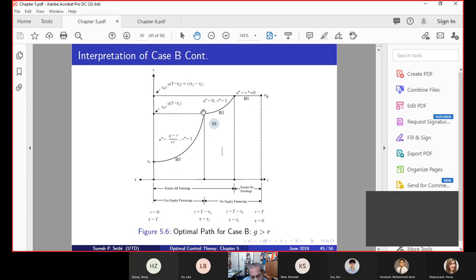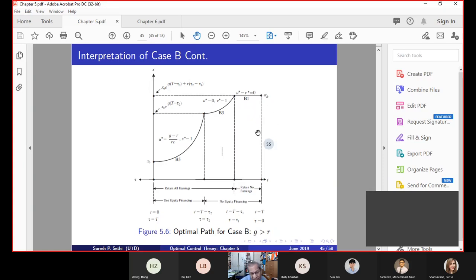But then I stop growing at rate G, and I will only grow at rate R, because remember, this is the growth out of retained earnings. And then at some point, just like before, I need time for the dividend payout to be worthwhile. But that's exactly tau 1. At that point, I'll switch to U star equal to 0, V star equal to 0.